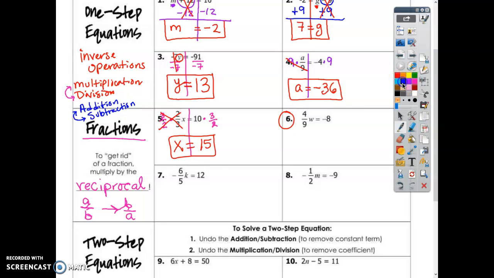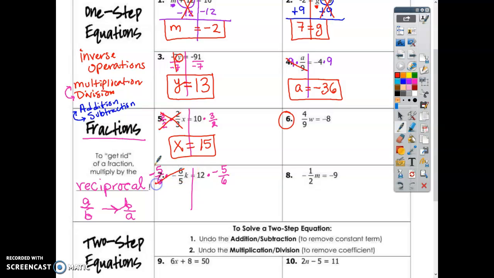Let me do number 8 with you. Okay? We're going to multiply by the reciprocal because it's a fraction. They're multiplying, so we're going to get rid of it. So I'm going to multiply both sides by the reciprocal, which is negative 5 over 6. Just flip the 6 and the 5. Se voltean. Negative 5 over 6.